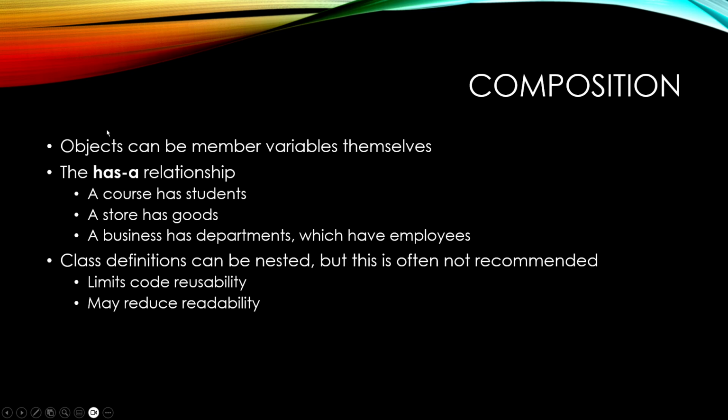So the basic idea is objects can be member variables themselves. This creates what we call the has-a relationship, in the sense that a course has students, a store has goods, and a business has departments, and those departments have their own employees. So if we were to create a course class, that would contain a list of students.